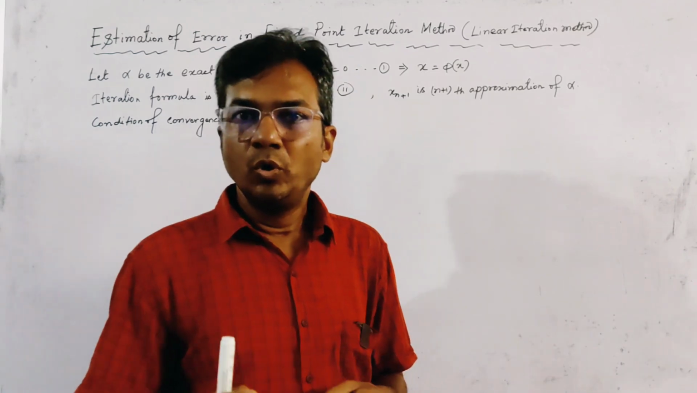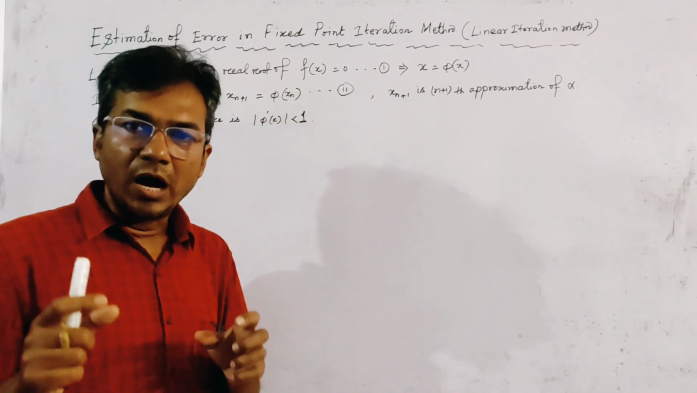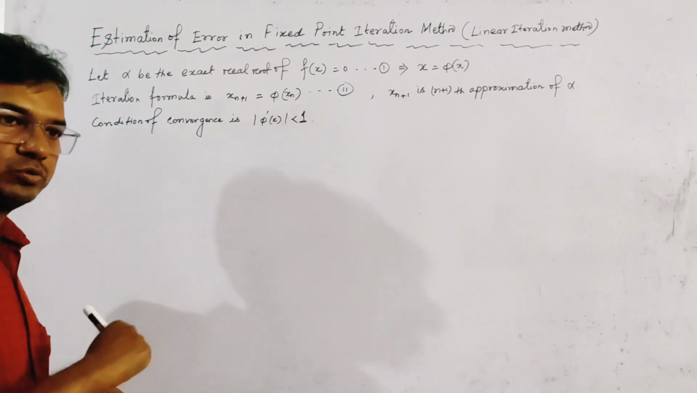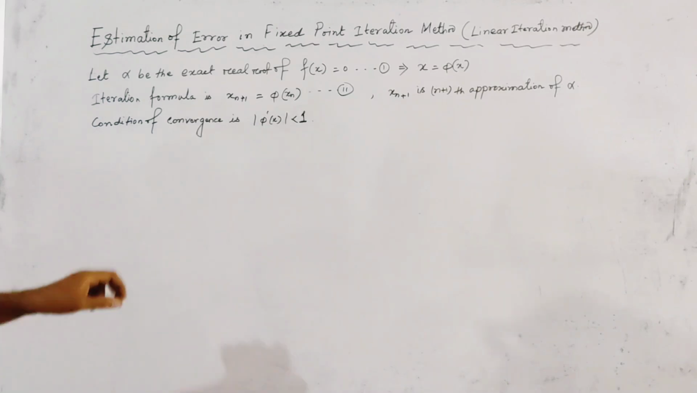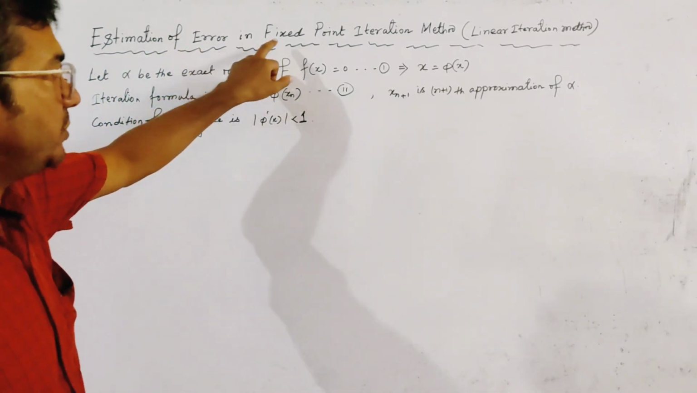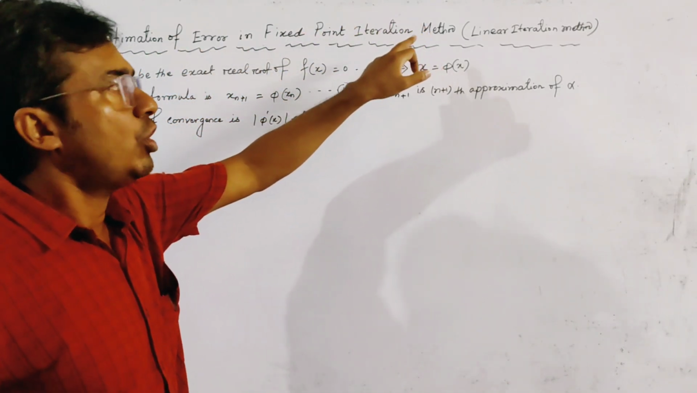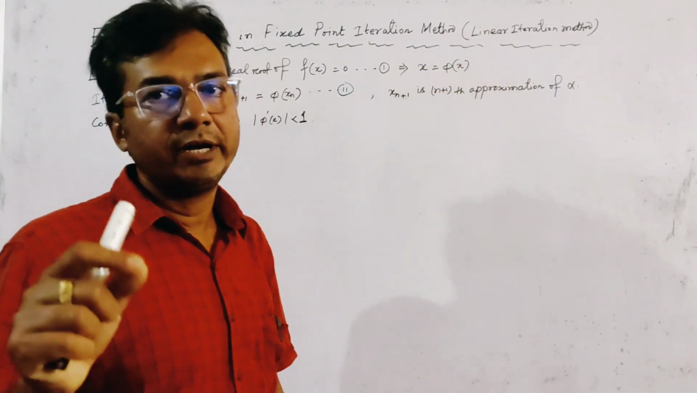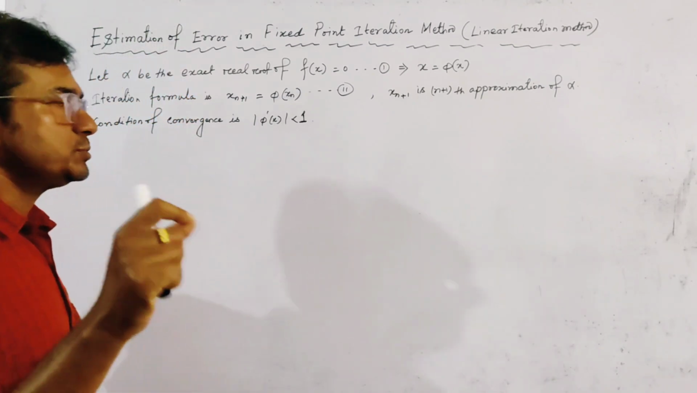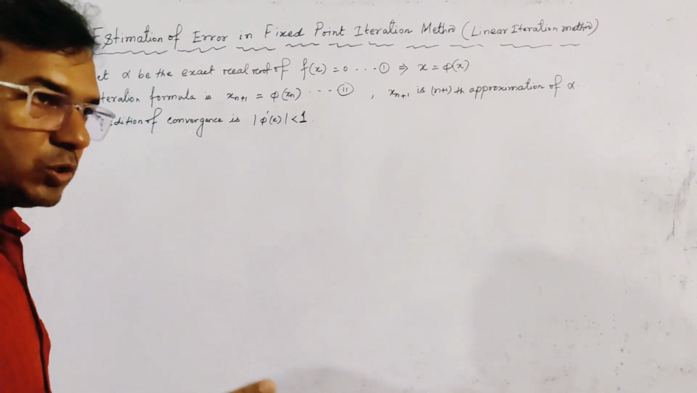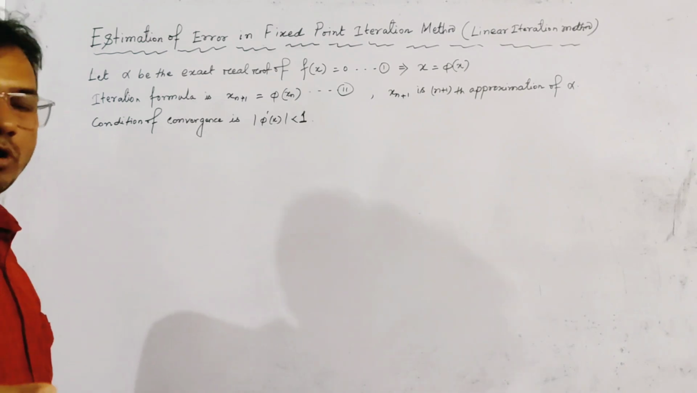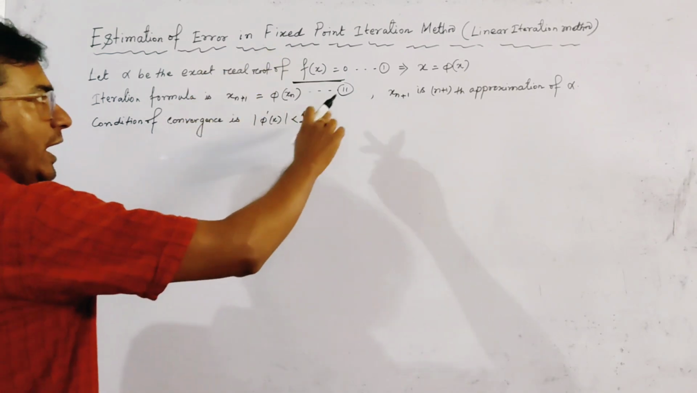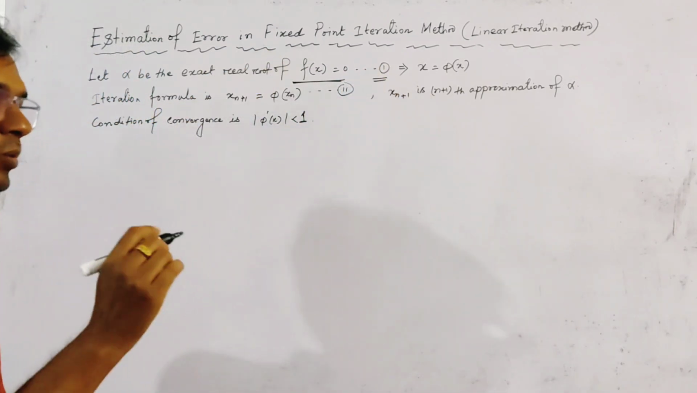In this lecture, we are going to discuss how to estimate the error in the fixed point iteration method. Today's topic is estimation of error in the fixed point iteration method, which is also called the linear iteration method or method of iteration. In this method, we take an equation which may be algebraic or transcendental, given by f(x) = 0, and this is relation number 1.